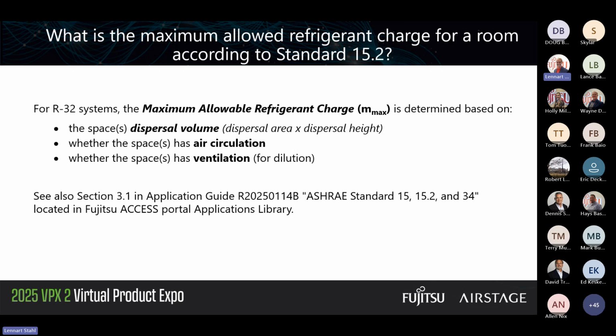So now we are getting closer to the really important question we saw earlier. What's the maximum allowed refrigerant charge for a room according to standard 15.2? Well, it depends on at least three things. The space, the volume of the room. I'm using dispersal volume. It doesn't have to be exactly the same as a room, but dispersal volume is the area multiplied by the height. Then it depends on whether that room or space has circulation, and also whether it has ventilation. There's a more detailed discussion about that in the application guide that we have mentioned a couple of times already. So let's try to answer that question.